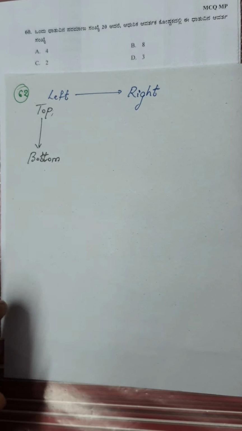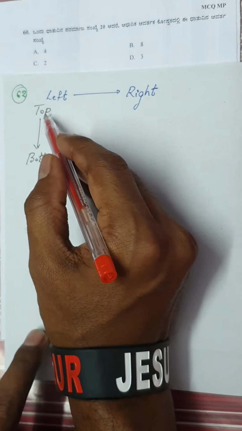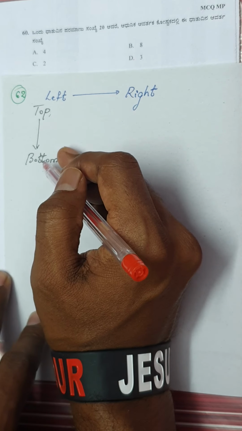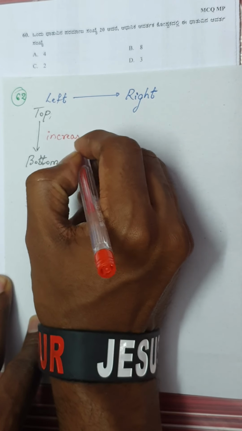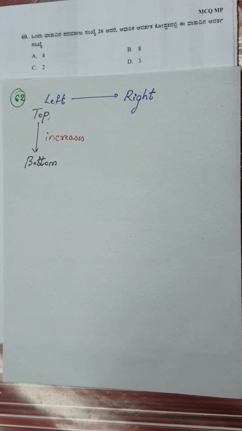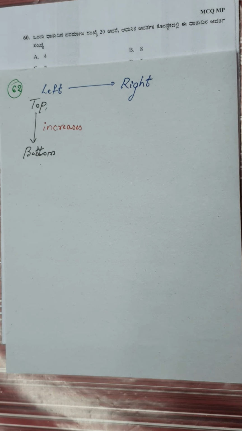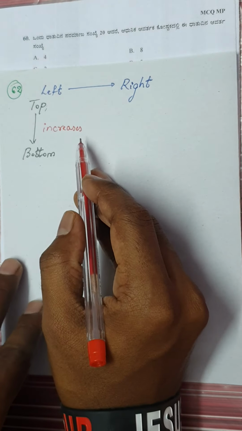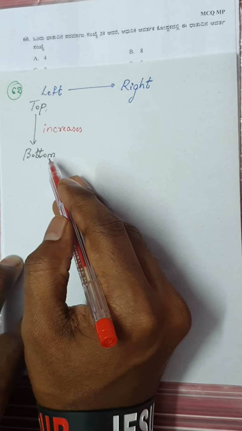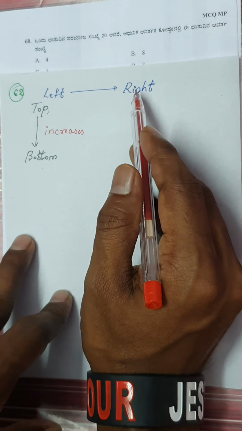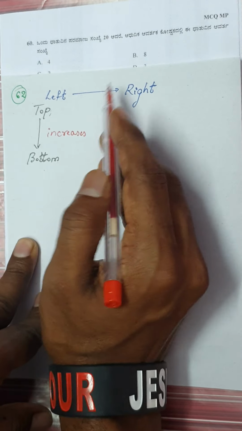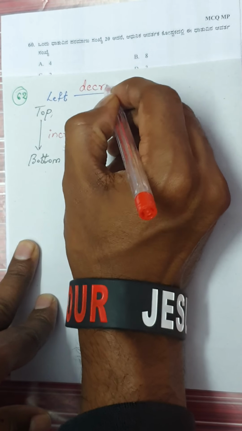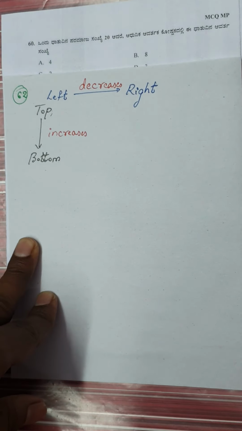Please note down, when you're moving from top to bottom, the size of an atom, what happens? Any guesses? It increases. Please note down: the atomic size of an element increases when it is moving down the group, that is from top to bottom. Now they may ask you the other way around. What happens when it is moving from left to right? So don't forget, when it is moving from top to bottom, it increases, whereas when it is moving from left to right, it decreases. Don't forget, we are talking about atomic size.